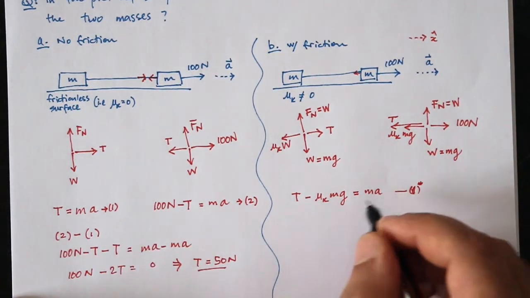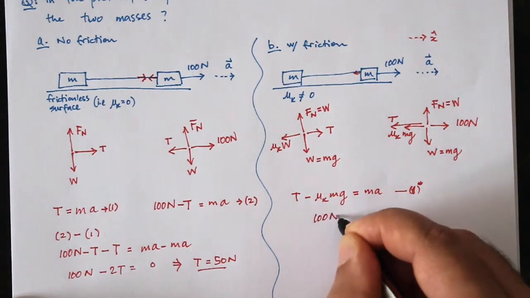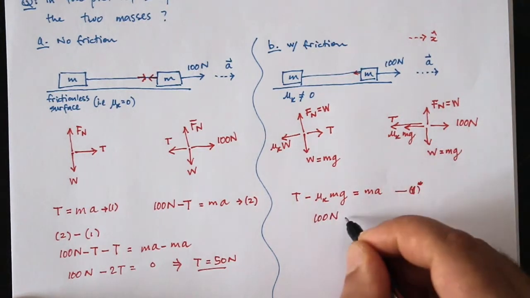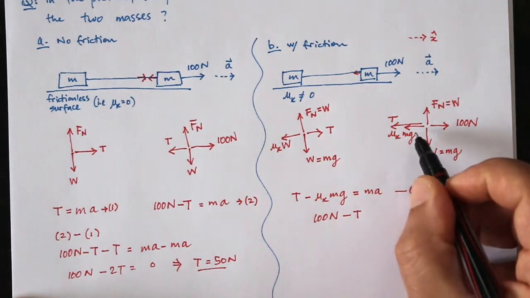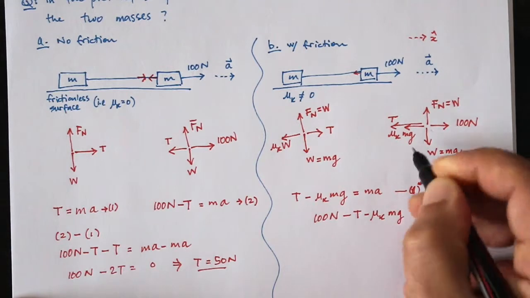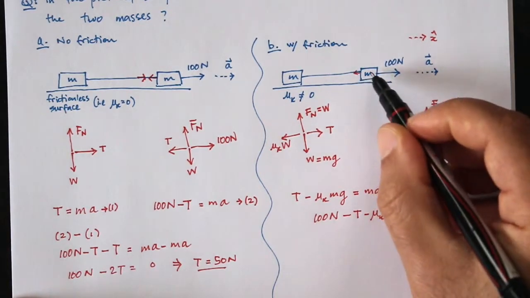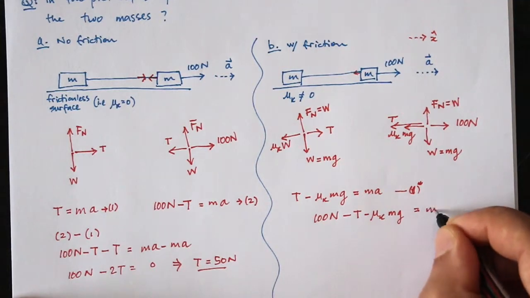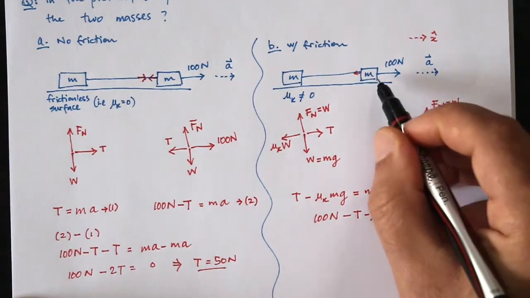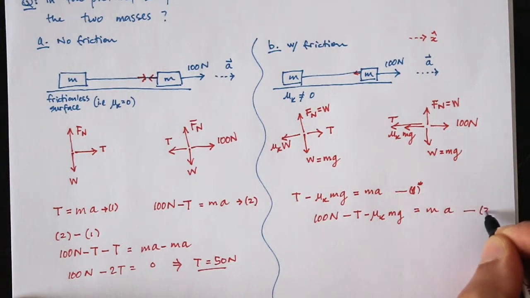And equation 2 star is going to be: I'm going to take 100 newtons in the x hat direction and subtract from that T, and subtract from that as well mu k mg. And these are going to be equal to this mass, which also happens to be m, multiplied by the acceleration of this object, which would also happen to be a. And I'm going to call this equation 2 star.